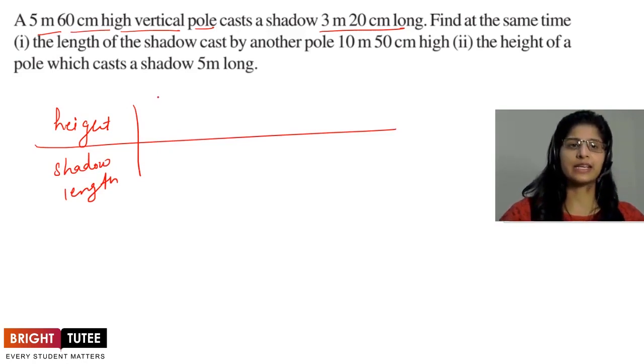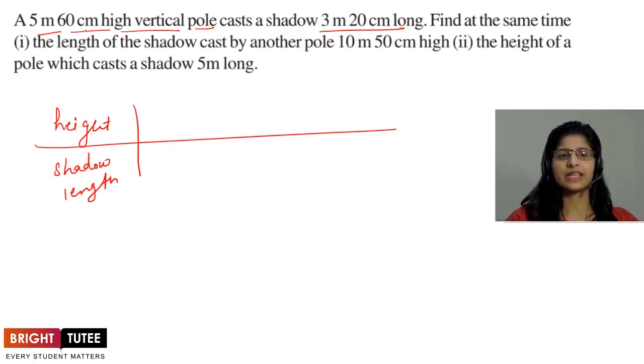And then it is saying when it is 5 meter 60 centimeter, 5 meters plus 60 centimeter. In 5 meter how many centimeter? 500. So total is 560 centimeters. So we'll represent it in centimeters only. 3 meter 20 centimeter is 320 centimeter. So in the first part they are asking the length of the shadow. We have to calculate, let it be y1. When the height is 10 meter 50 centimeter.